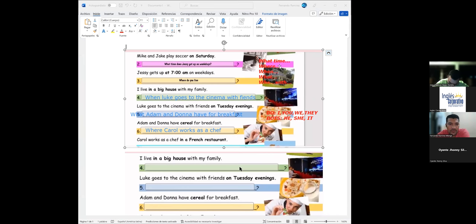También necesitamos cambiarla. Where Carol works as a chef. Where does, entonces, where does Carol work? As a chef. Pero aquí sería where does, porque he, she, he. Ah, pues sí, where does, porque es él, vea, Carol. Ajá, sí. Where does, okay.